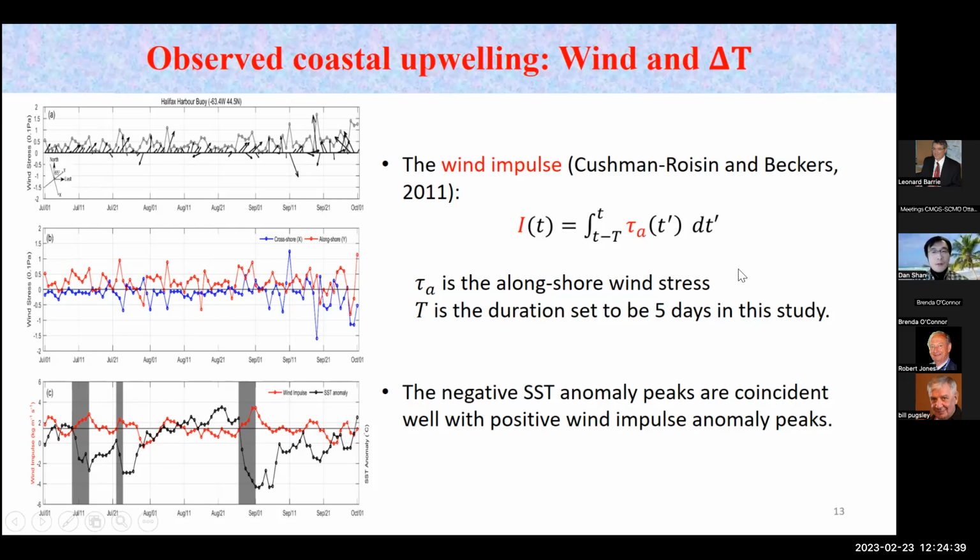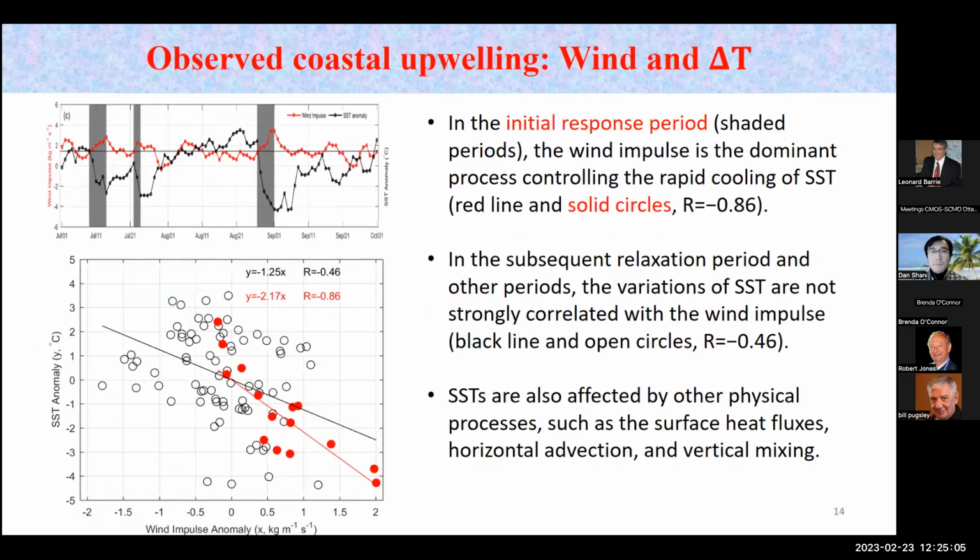For this area, the integration time is typically about 5 days. So if you look at the relationship between the red and black curves, we saw that the two are tightly negatively correlated. The negative SST anomaly peaks are coincident with the positive wind impulse anomalies. And then we can further do a linear regression.